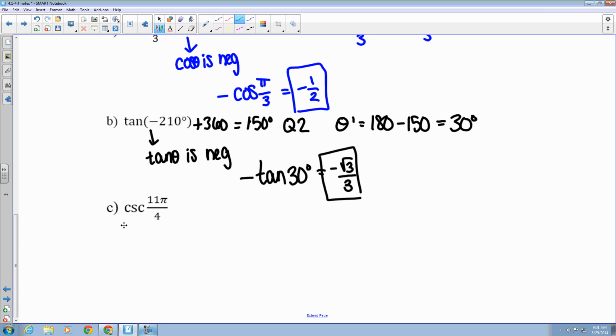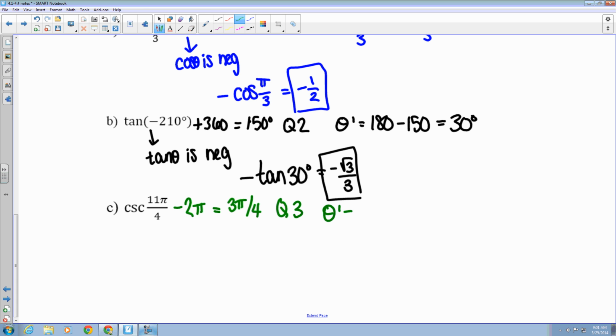And cosecant's a little trickier because we're not used to working with cosecant. Sine, cosine, and tangent are our go-tos. So once we have secant or cosecant, it gets a little tricky. But I need to find an angle that's coterminal with this because 11 pi over 4 is too big. So I subtract off 2 pi, and this is coterminal with 3 pi over 4, which is in quadrant 3.